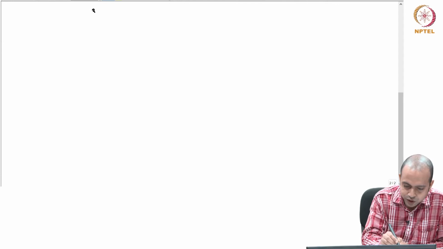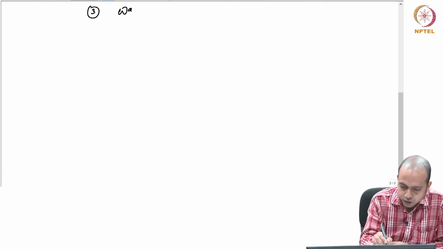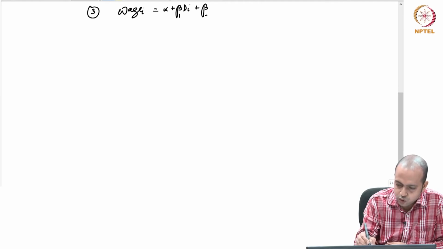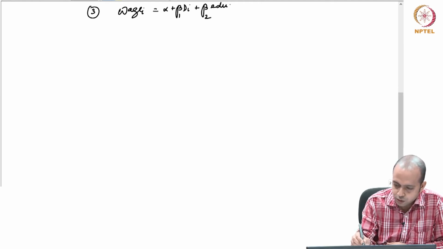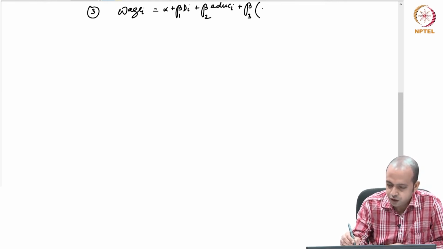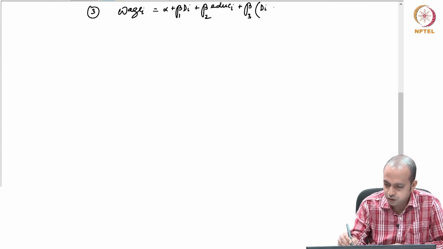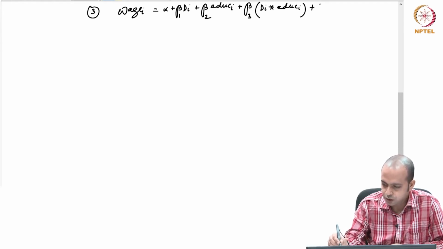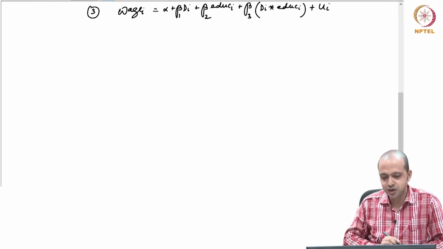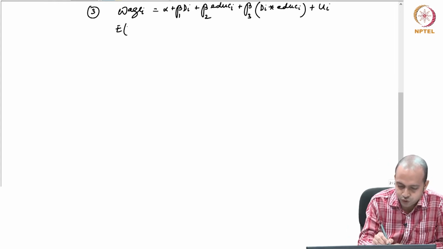So, our third case was wage i equals alpha plus beta 1 di plus beta 2 education, and we have one third variable also where we are interacting di with education, plus ei. Okay.